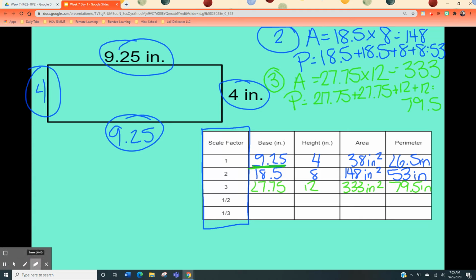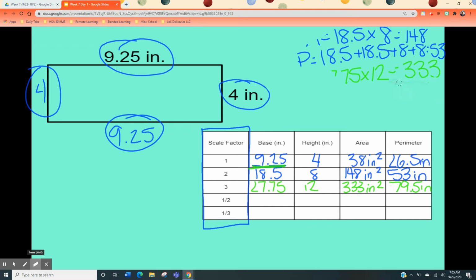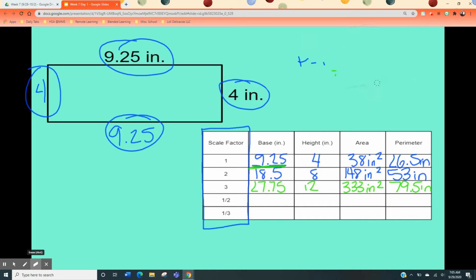Okay, so now let's take a look at what happens when we have a scale factor that's a fraction. Right now I know that when my scale factor is a whole number greater than 1, my base and my height get bigger. Now I wonder what happens if my scale factor is less than 1. Because remember, when it's a fraction, it's less than 1. So let's look at 1/2.